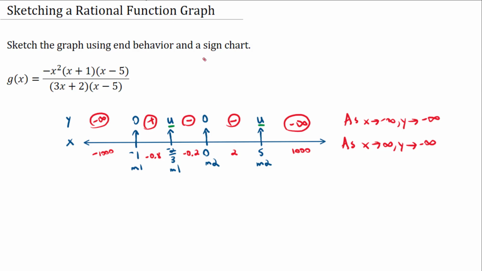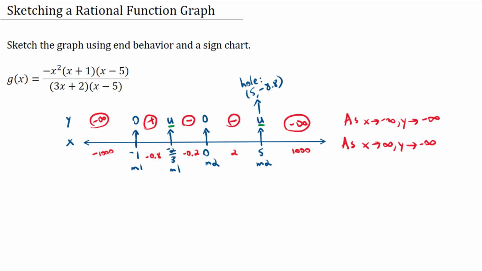So what happens here is we'll have a hole in our graph, and it will occur whenever x is 5, and the y value is going to be about negative 8.8. So we'll see how that looks when we graph it. So that's interesting. Let's see what happens when we get really close to negative 2/3 from both sides.